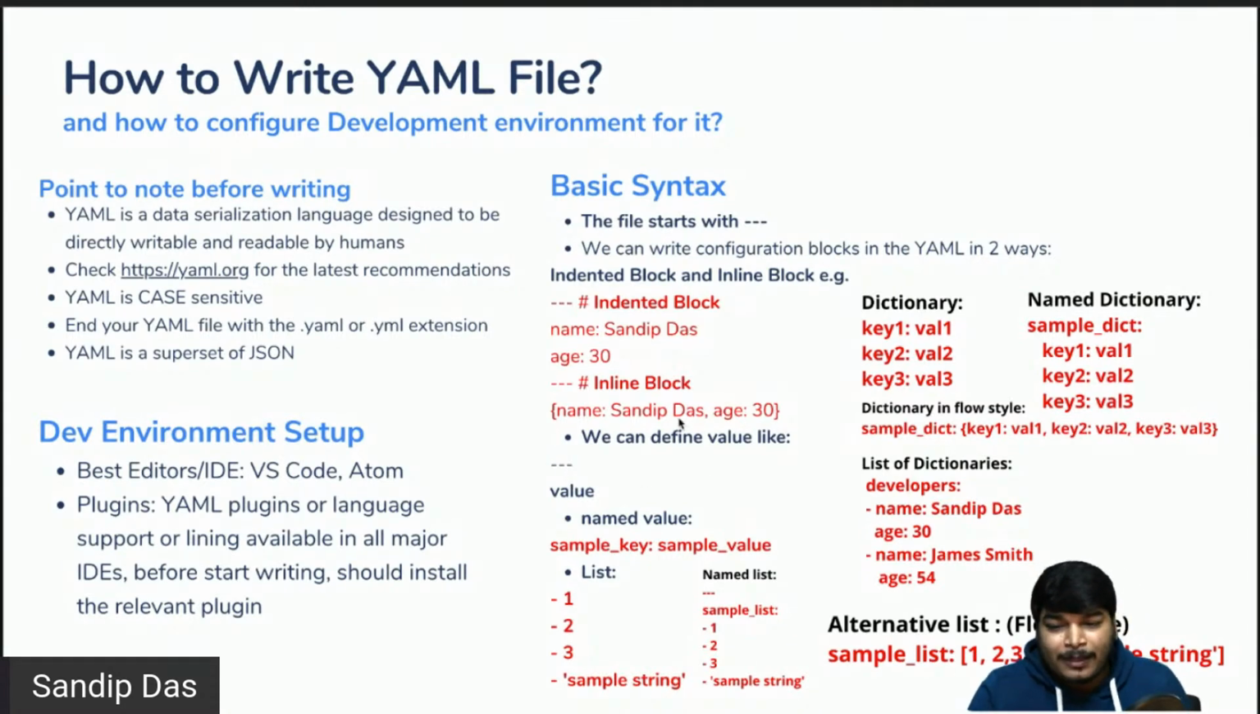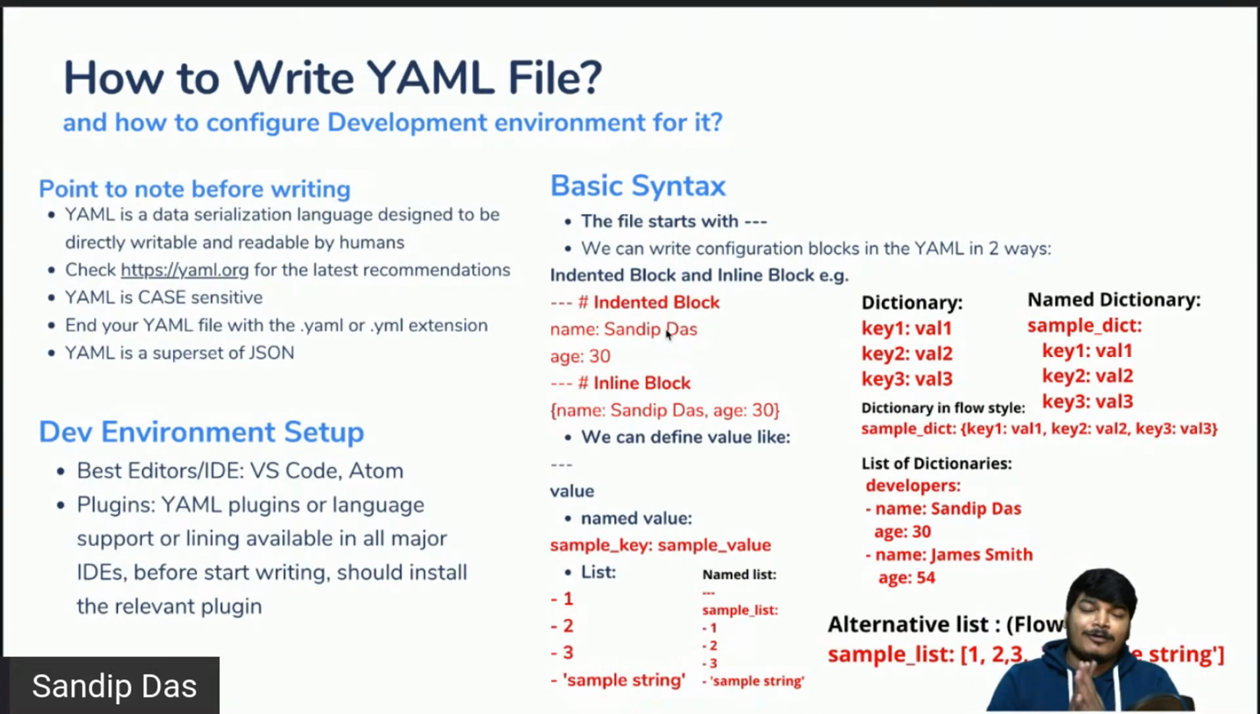So for example, say we have listed dictionaries, developers, where it's actually a list. It's a named list of array objects. You can see the name is Sandip Das, age 30. Similarly, James Smith, age 54. The name and age are inside an object, and similarly another name and age is another object. So two objects inside an array. How can you define it? Give the dash.